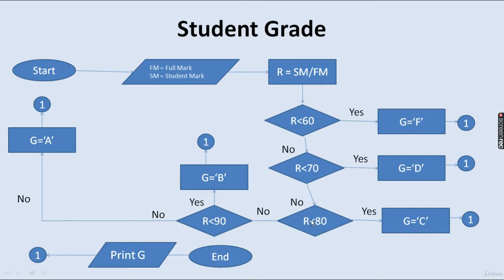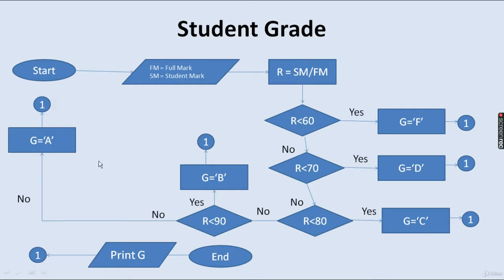If no, I will check if it's less than 80. If yes, the grade is C. If no, I will check if it's less than 90. If yes, grade B. If no, so it's higher than 90 and less than 100, so it's A.